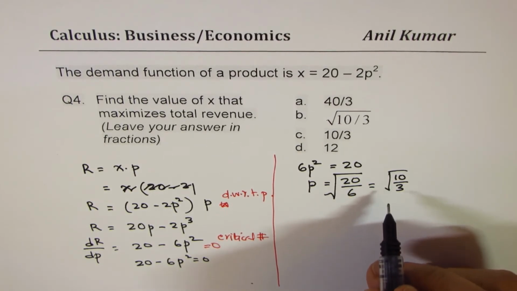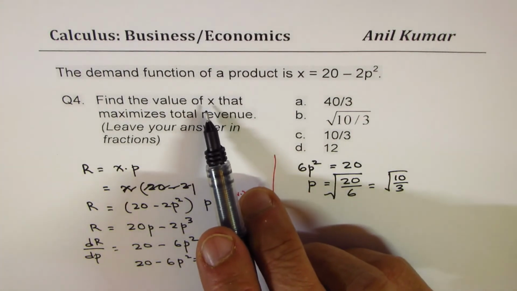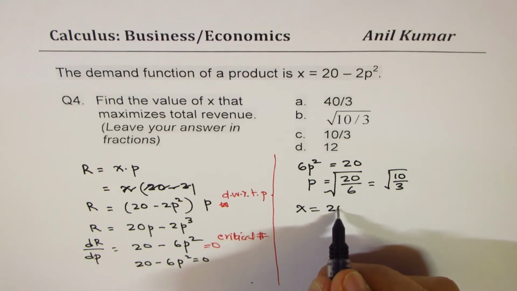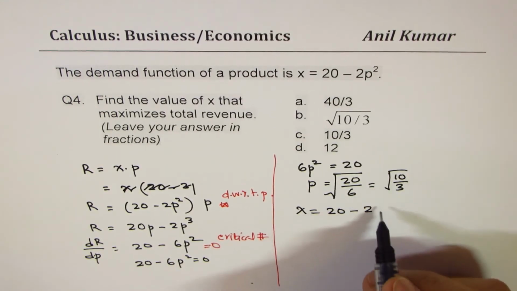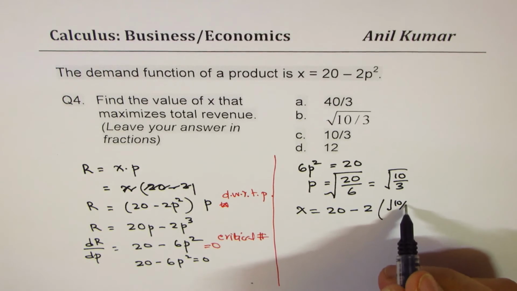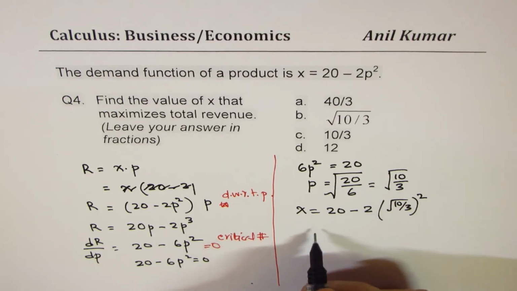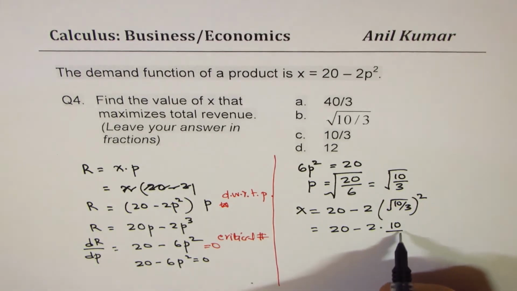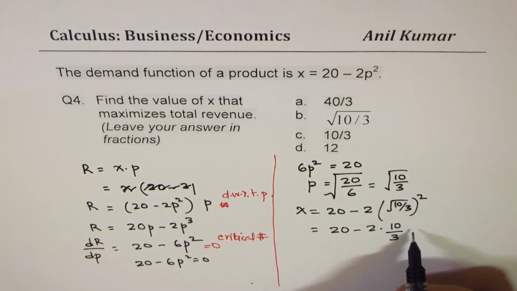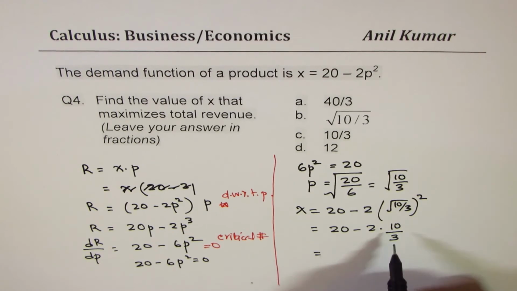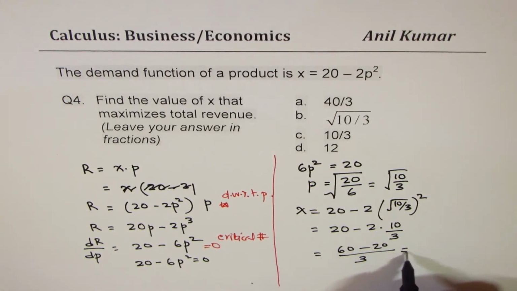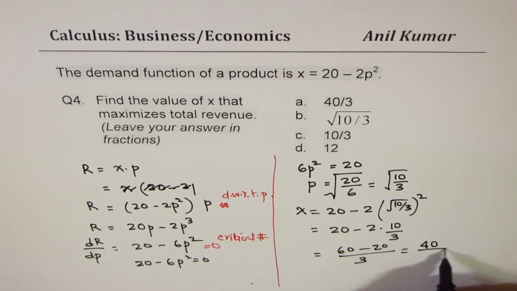Remember, this is the price, and this is not the x value. The x value is equal to 20 minus 2 times p squared, which is the square root of 10 over 3 whole squared, right? So that is 20 minus 2 times 10 over 3. So this becomes 60 minus 20 over 3, and that gives you the answer as 40 over 3.